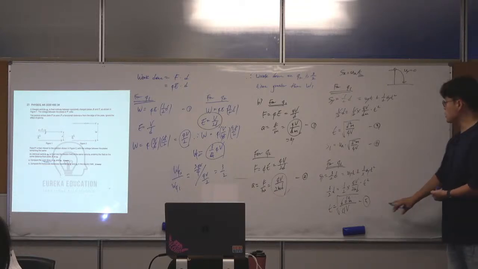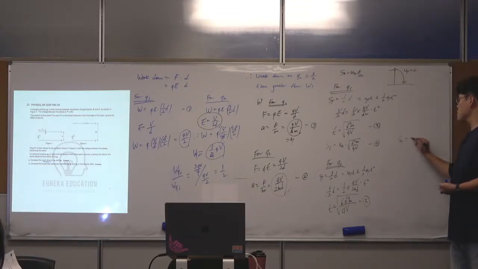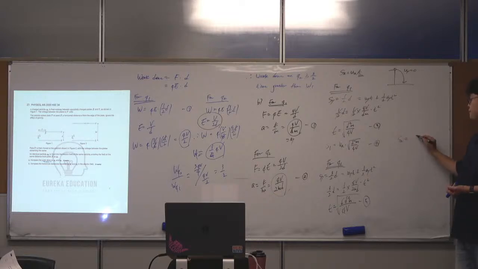Substitute it back into the S1, so S2 is therefore ux times the t, ux times that square root of the 6d squared m over qv like this, equation 6.